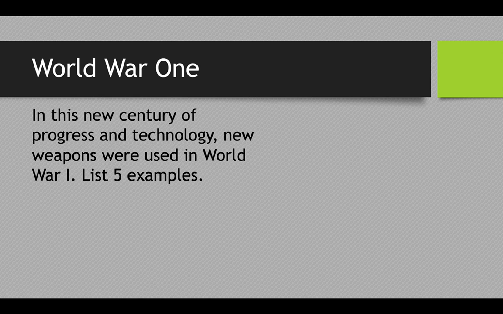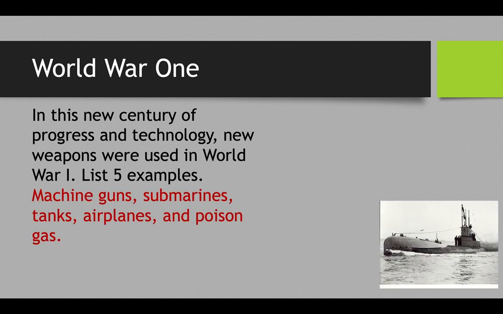Now, in this new century of progress in technology, the 20th century, new weapons were used in World War I. There are 5 new types of weapons that were used for the first time on a large scale in World War I. First would be submarines. This was the first time that submarines were used on a large scale. You had the very early submarines during the Civil War that could only fit about 8 people, but now you have these large submarines that can go underwater and fire torpedoes at the enemy.